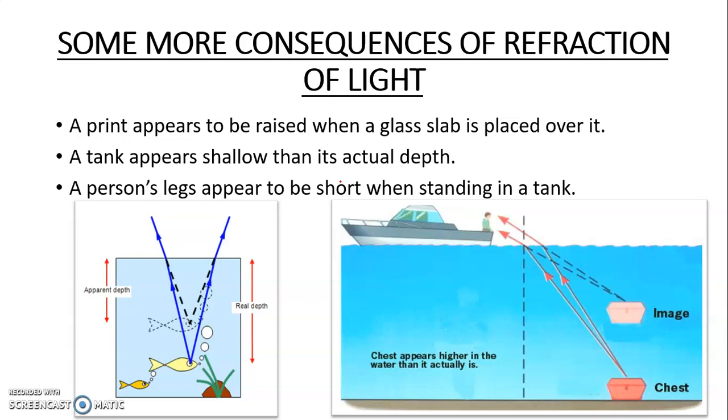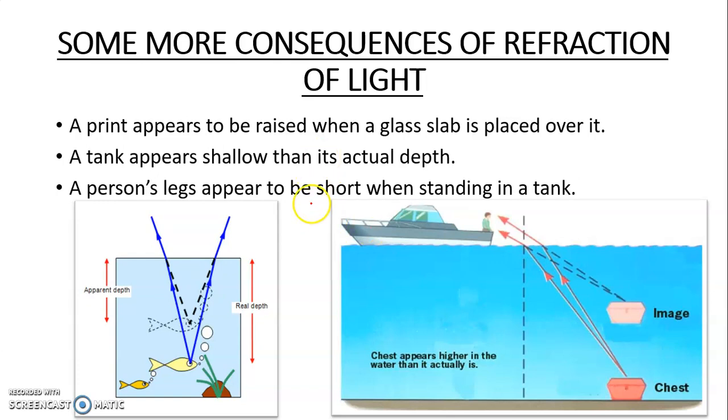Same way, a person's legs appear to be short when standing in a tank. You must have seen this in a swimming pool also, if a person is standing in a swimming pool, their legs appear short. Okay, so all these things are happening due to refraction of light. So these are the consequences of refraction of light.